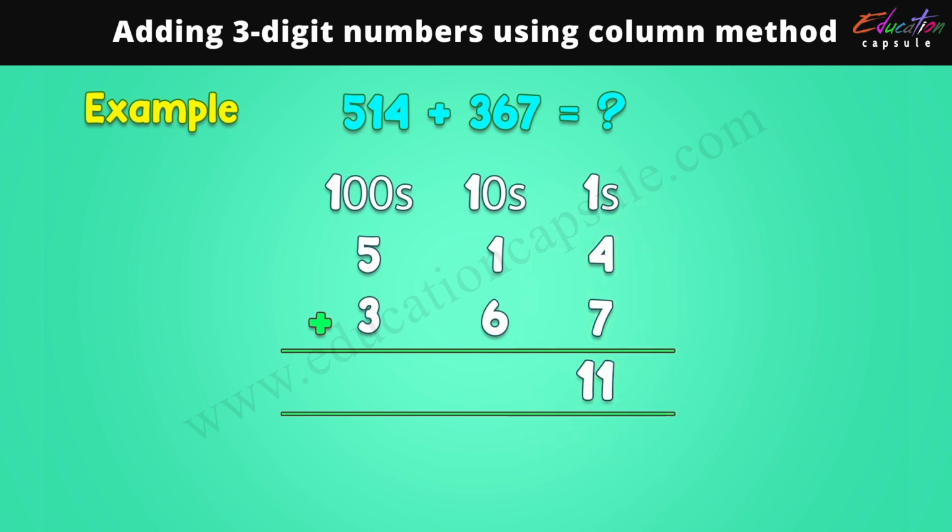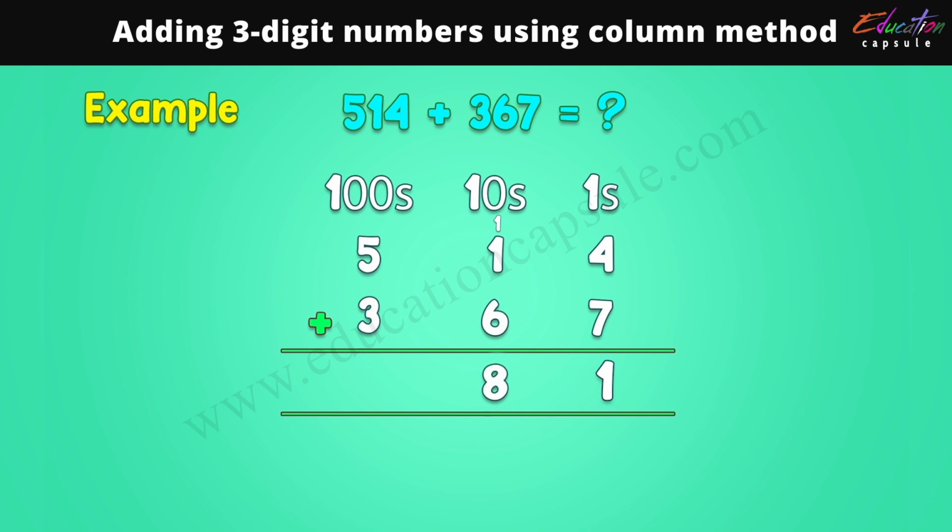As we cannot write 11 in the ones column, we will regroup 11 ones into 1 ten and 1 one. Now we have 1 ten plus 6 tens and 1 ten that we have regrouped, which altogether makes 8 tens.